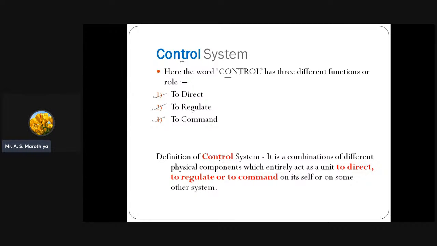You have to remember the significance of control in a control system. It is capable of performing three functions simultaneously: direction, regulation, and commanding. So once we design a system which is capable of performing these three functions, maybe on itself or maybe on some other portion of the system, then we can treat that system as a control system.